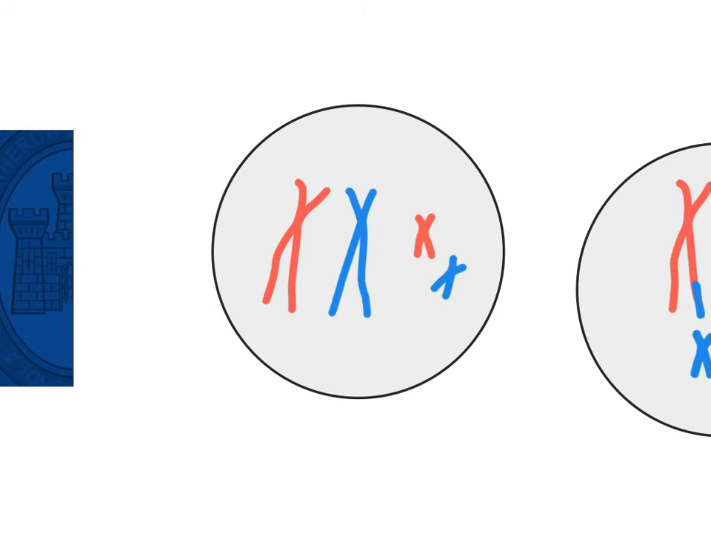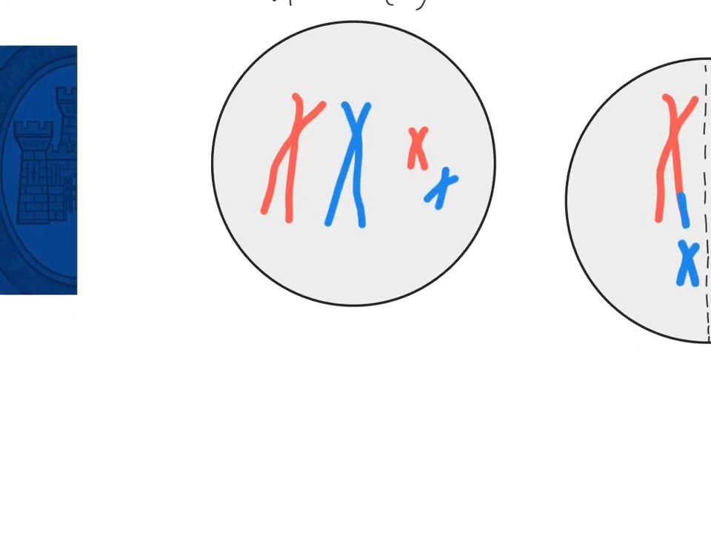This is a cell, it's got 4 chromosomes, it's got 2 pairs, okay? And because its chromosomes are in pairs, it's a diploid cell. We write that as 2n. I can also say that its diploid number is 4, the number of chromosomes. So the diploid number for this cell is 4.